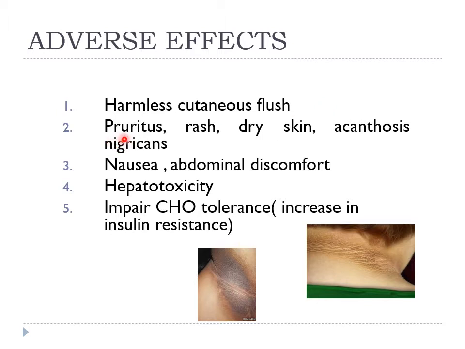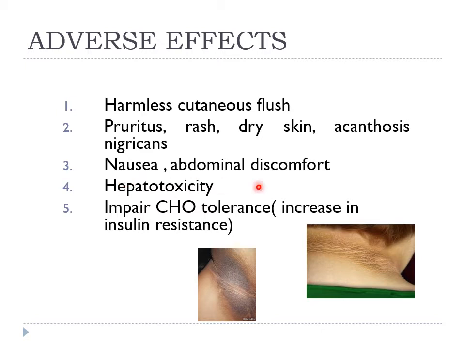And they can complain of pruritus, which is itching, rash, dry skin, and pruritus and rash is due to histamine release. And acanthosis nigricans, it is due to insulin resistance. This is acanthosis nigricans. These are hyperpigmented hyperkeratotic plaques in the skin folds. This is the nape of the neck, and this is the underarms.